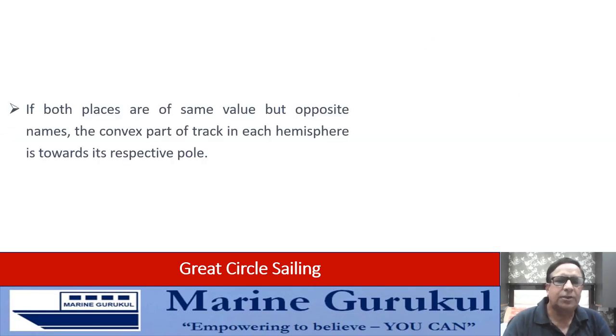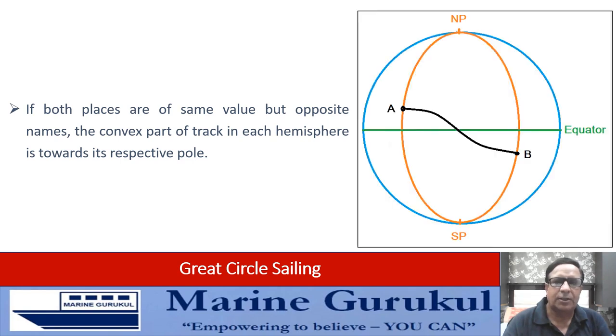Now there can be a situation in which both the places lie in opposite hemispheres, but both positions have the same latitude. In that case, the great circle track shall be somewhat like this. In their respective hemispheres, the track in the northern hemisphere will have its convex part towards the north pole. The track in the southern hemisphere shall have its convex part toward the southern pole, and in this case both A and B are equal in value but opposite in names. So the great circle track between A and B shall be somewhat like what you are seeing in the diagram.